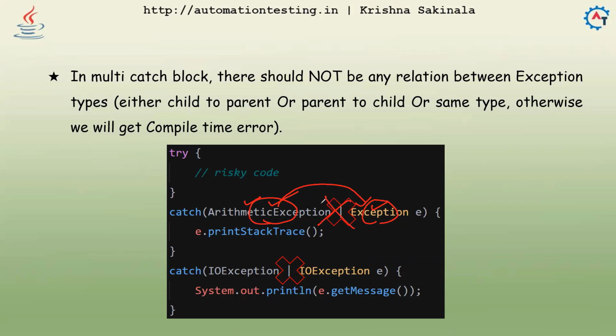Okay, so the order might be different. Here IOException, here ArithmeticException, whatever it is. These should not have any relation, meaning a child-parent relationship. Exception is the parent of ArithmeticException. Even Exception will handle the ArithmeticException, so why mention ArithmeticException explicitly? This combination will not work.